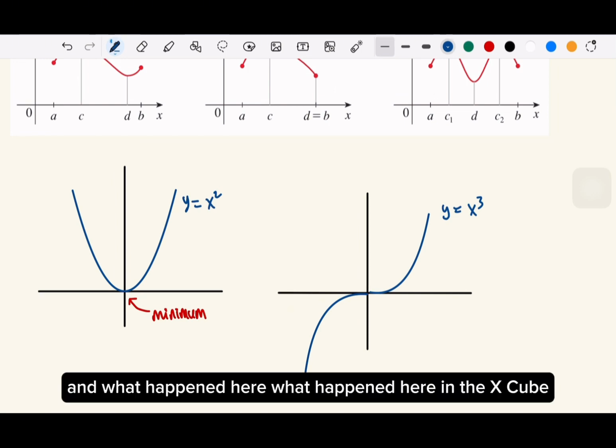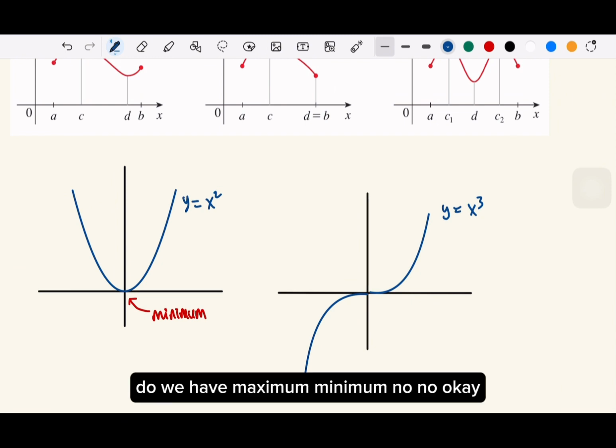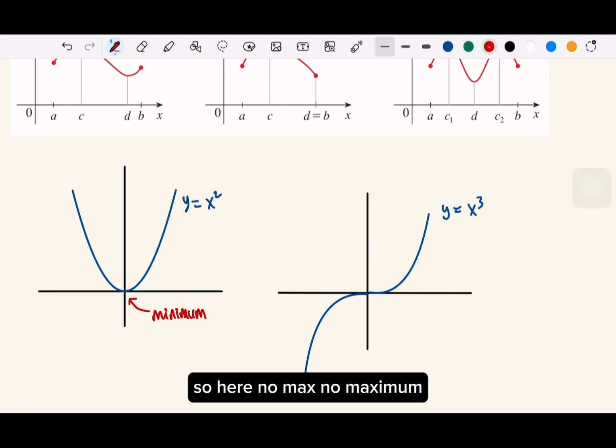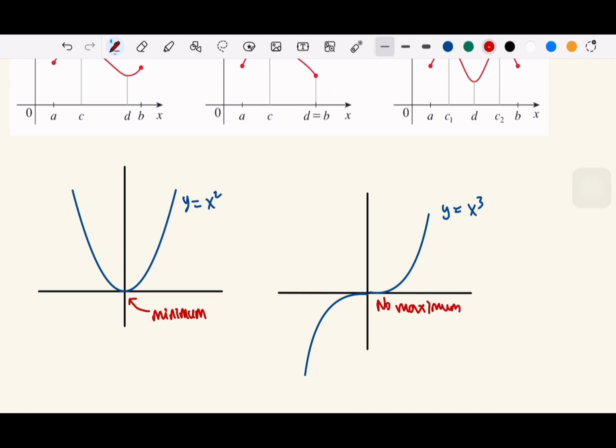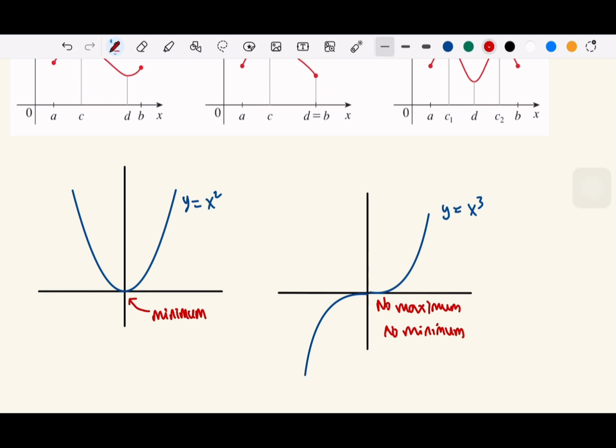And what happened here in the x cubed? Do we have a maximum, minimum? No, right? So this will give you no maximum, no minimum. This is just to show you that in the open interval, unlike the closed interval that we set, the extreme value theorem is not really working.